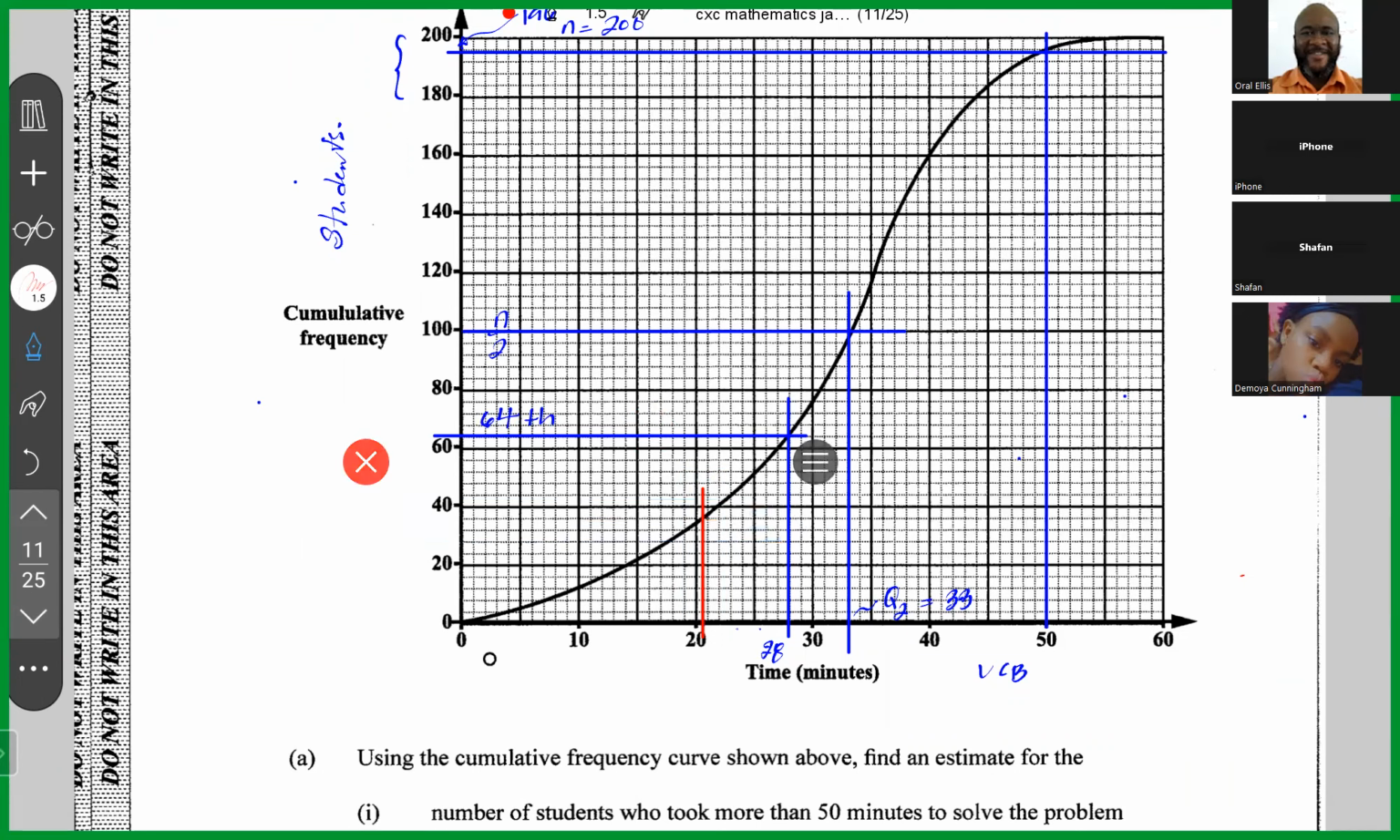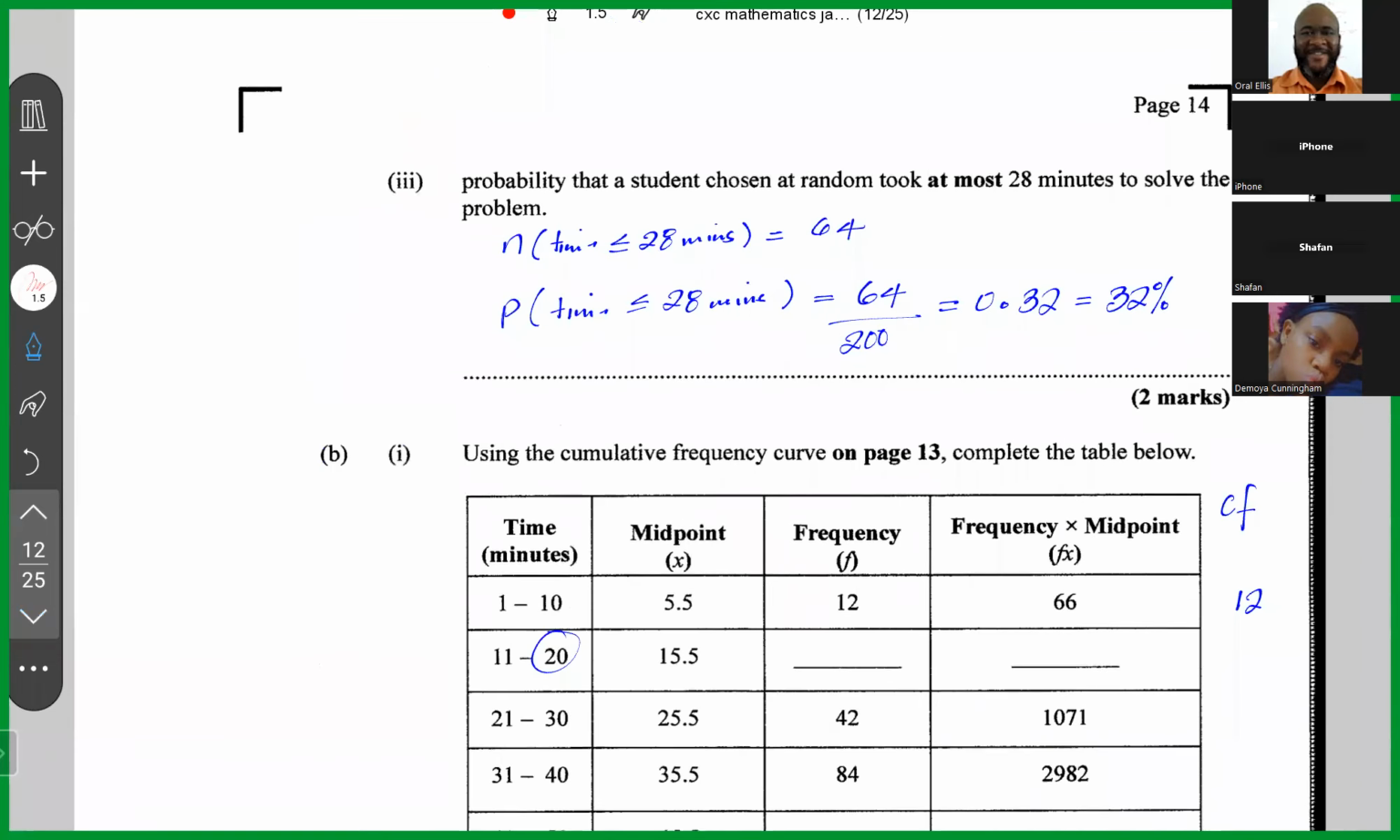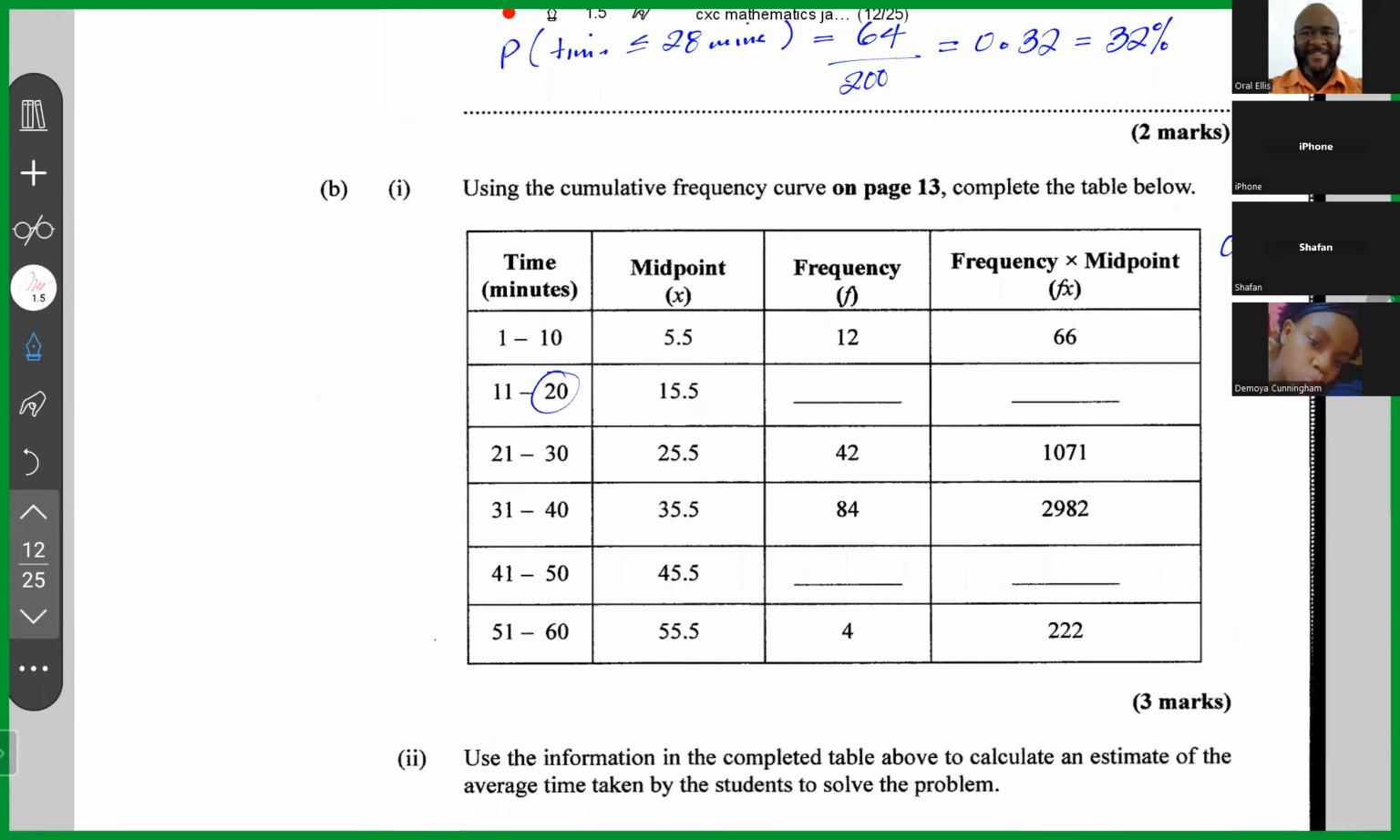In reading off that value, it's 4 less than 30. This is the 30, so the cumulative frequency here is 36. Going back down to here, the cumulative frequency is 36. Now you get cumulative frequency by adding frequency. So if I add the frequency from the first level and the frequency from the second level, I must get 36.